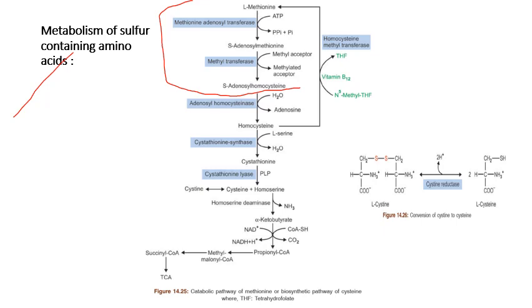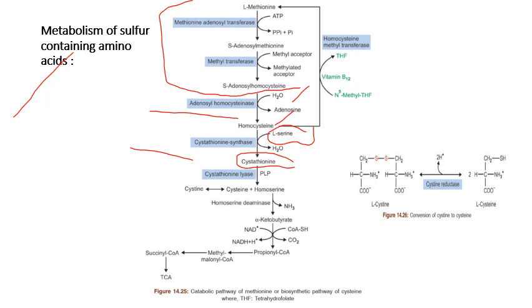Hydrolytic cleavage of this SAH occurs with the concomitant production of homocysteine and adenosine. Hydrolytic cleavage means a water molecule is inserted, with the enzyme adenosyl homocysteinase, and the products are homocysteine and adenosine. This homocysteine has another fate, which is resynthesis of methionine, that will be explained later. Now the next part: homocysteine condenses with another amino acid, serine, to form cystathionine with the help of the enzyme cystathionine beta synthase.